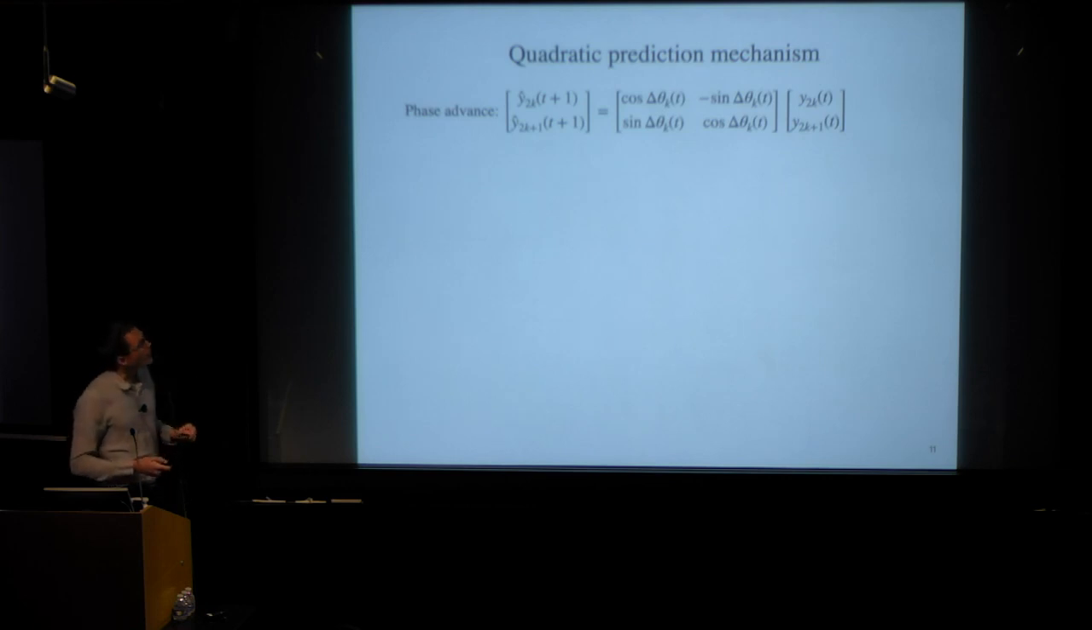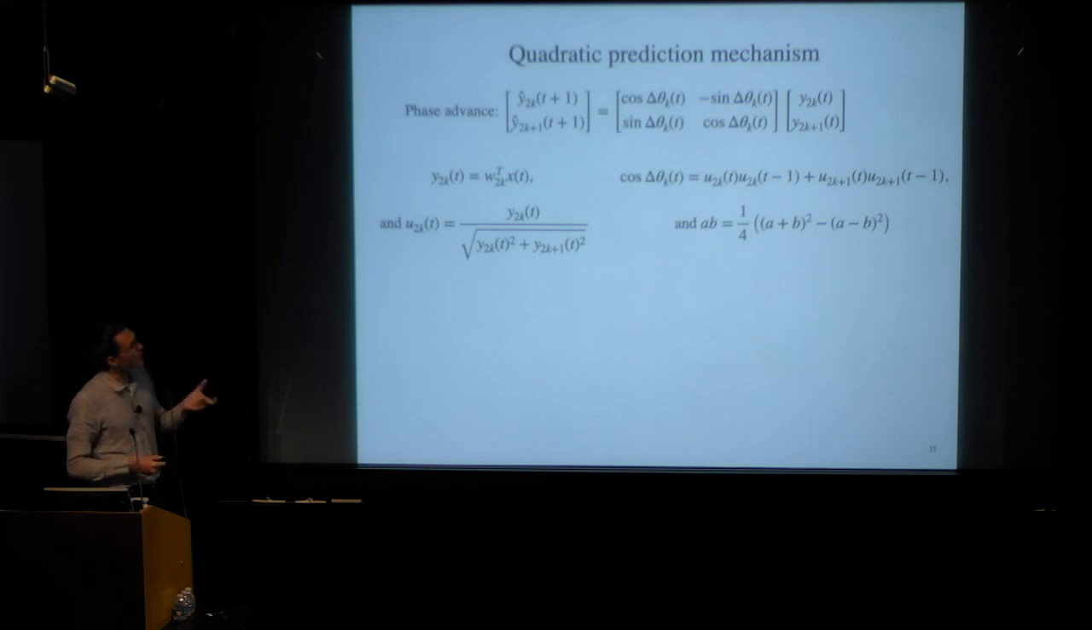So these numbers can be computed with several simple steps. First of all, think of the coefficients y's, they're the linear activations. They can be normalized, so that's the first step for the prediction. And the second one is to just expand the cosine of a difference. And this is a simple trigonometric identity.